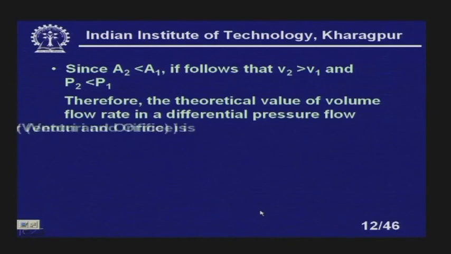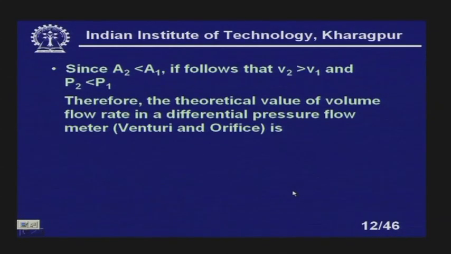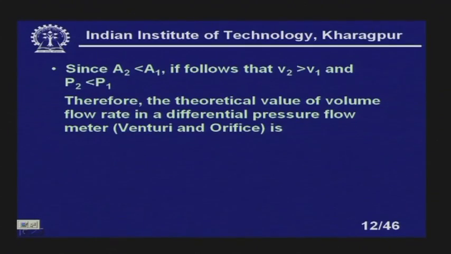Since A2 is less than A1, it follows that V2 will be greater than V1 and P2 will be less than P1, right. That is obvious from the last equation. V2 being greater than V1 means the flow velocity at the restriction, or at the minimum area of cross section, is high compared to the actual flow velocity, right. We are not interested in that, we are exactly interested in the volumetric flow rate, which is the same in both the upstream and downstream.